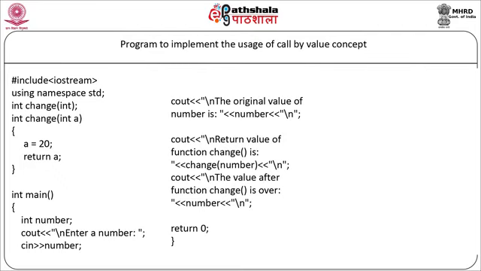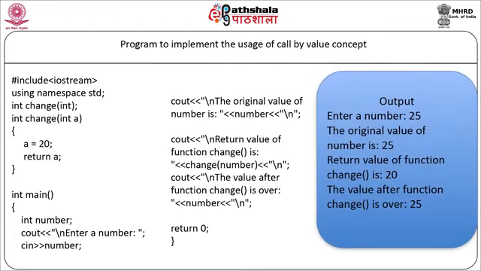Now when the above program is compiled and executed, it will produce the output as first it will ask the input from the user as enter a number. Suppose the number entered is 25. Now it will display the first cout statement. The original value of the number is 25.